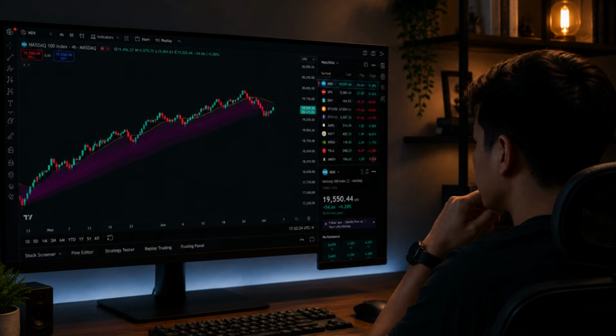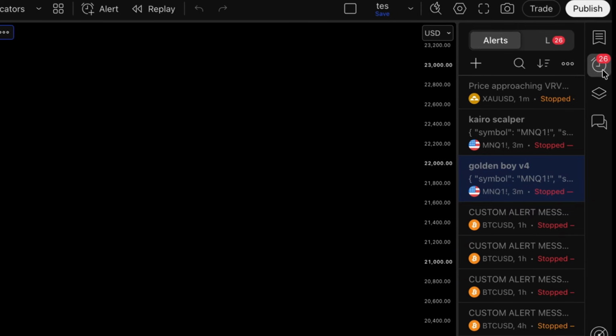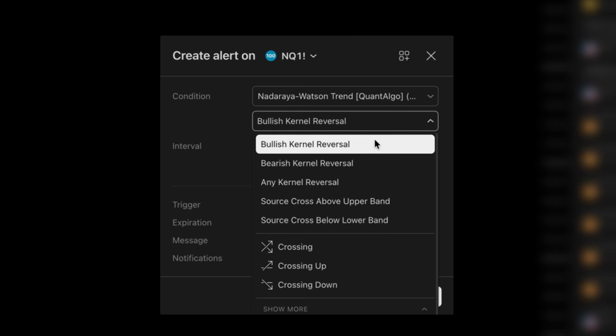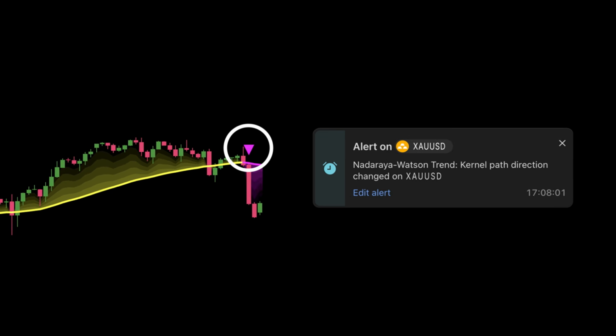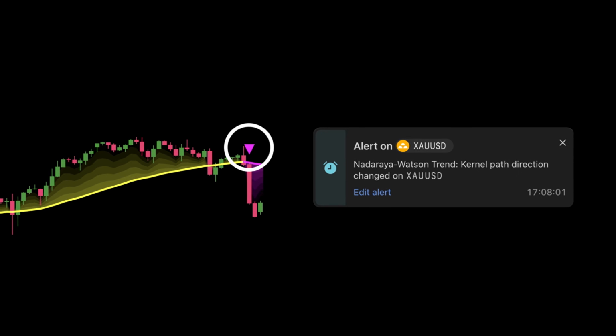And you don't actually have to sit and stare at the chart waiting for either of these to happen. There's a built-in alert for exactly this, a bullish kernel reversal alert, and a bearish one. Set both, and TradingView pings you the moment the line actually flips on whatever markets and time frames you're watching. That way, you're not tied to the screen all day just to catch the one moment that actually matters.